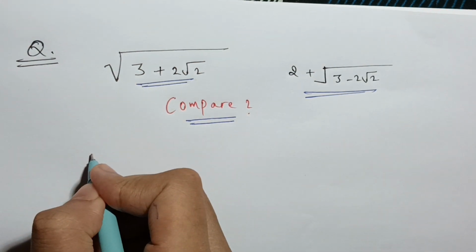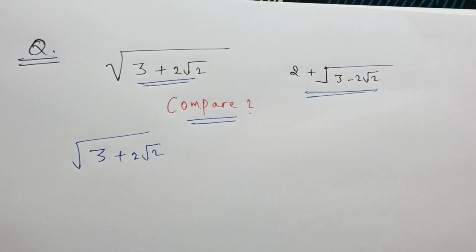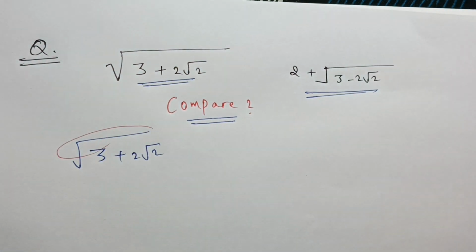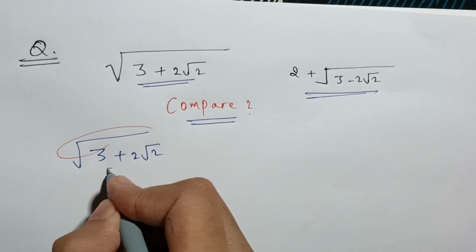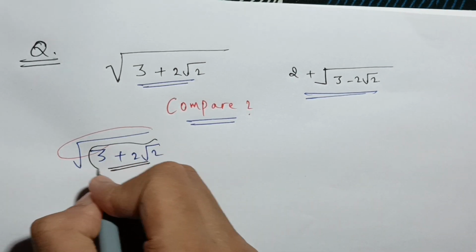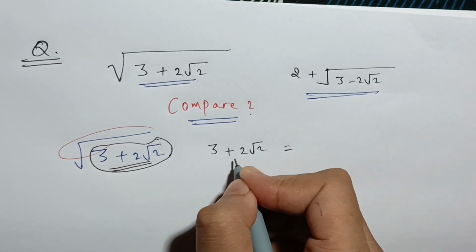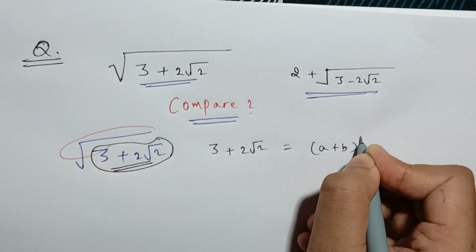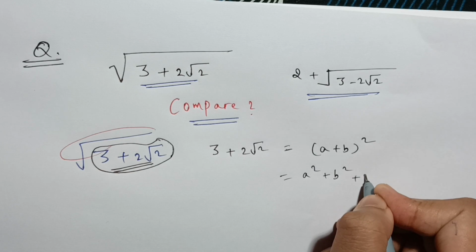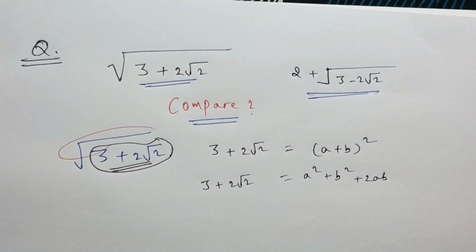So here we have 3 plus 2 root 2 under a square root. Now if I have to simplify this, then I will have to get rid of this square root, right? And how can we get rid of this square root? We have to make this a perfect square. So let's say 3 plus 2 root 2 is equal to, since we have a plus sign, most likely this would be a plus b whole square. Now a plus b whole square is nothing but a square plus b square plus 2ab. And this will be equal to 3 plus 2 root 2.